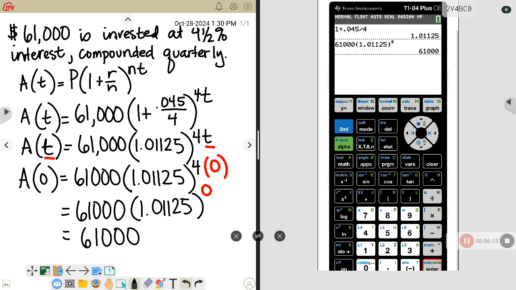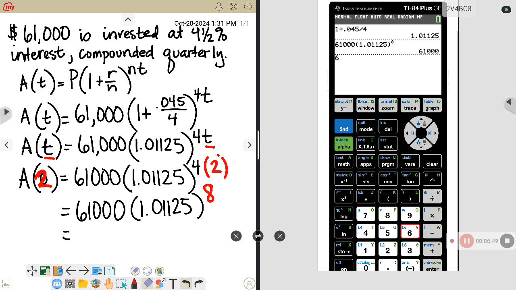So what about after 2 years? What we are changing here is that. So now it's going to be 2 years. I am finding A of 2. So now when I multiply my exponent together, I have 4 times 2, which gives me 8. So let's see what that will give me by going to my calculator.